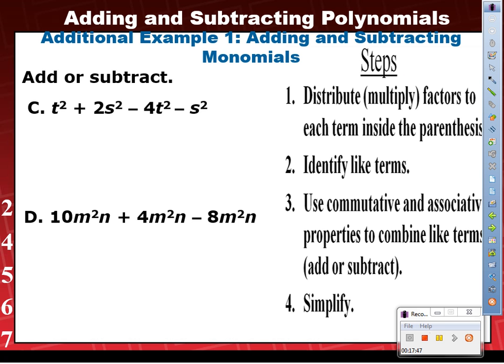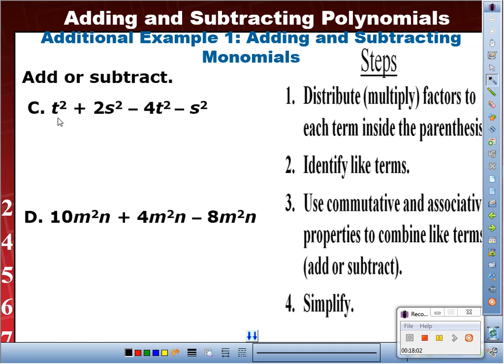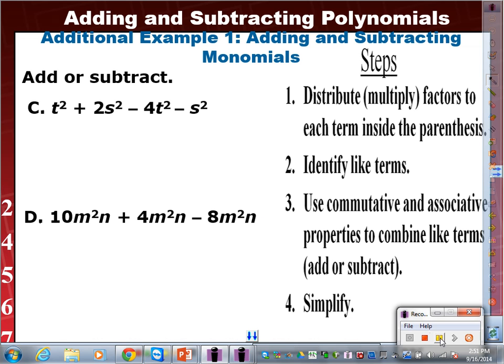Copy these. Examples 1C and 1D. I want to see what you can do with those. Go. So for C, we got t squared plus 2s squared minus 4t squared minus s squared. For D, we have 10m squared n plus 4m squared n minus 8m squared n. If you can simplify those, please. Okay, here we go.